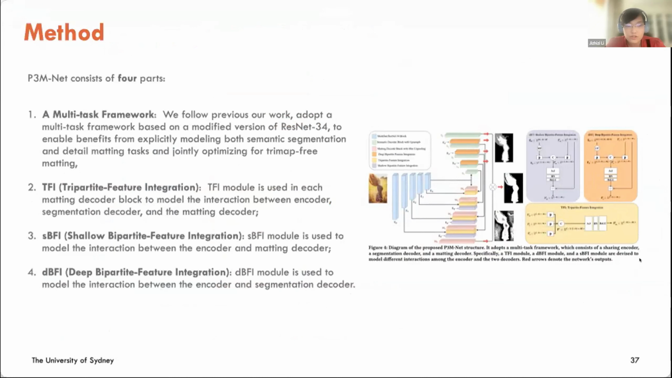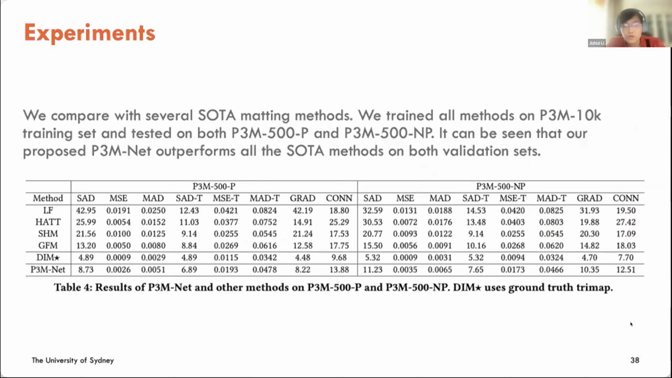And we have a tripartite feature integration to model the interaction between the encoder, segmentation decoder, and also the mapping decoder. We have a shallow bipartite feature integration to model the interaction between the encoder and the mapping decoder. We have a deep bipartite feature integration to model the integration of the encoder and the segmentation decoder. So basically what we have done is we wanted to reuse the feature that we get from the encoder, to make full use of that and to try to capture every detail as we can.